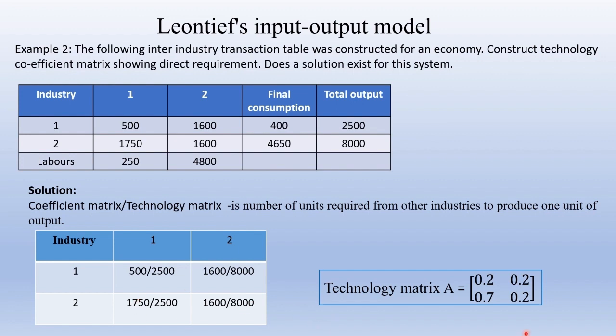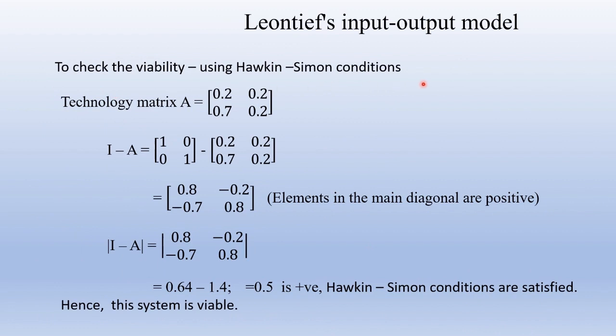To check the viability, that is, whether it has a solution or not, Hawkins-Simon conditions need to be satisfied. Determinant of I minus A should be greater than 0, which means it needs to be positive and elements in the main diagonal should be positive.